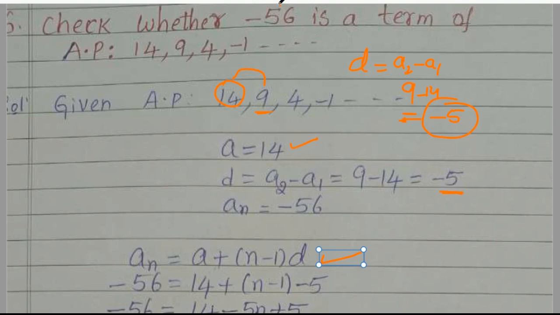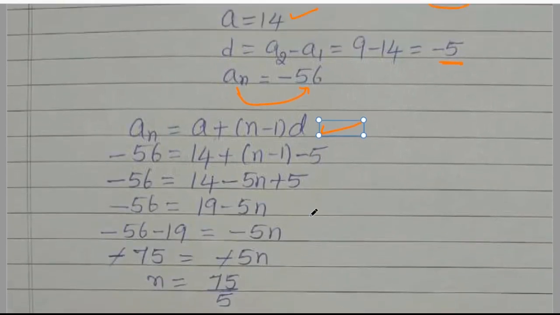Nth term, so to find out whether minus 56 is a term, we have to replace it in the place of an, minus 56. Now we are going to replace these values a, d, an in the given formula. An is equal to a plus n minus 1 into d. So an value minus 56, a value 14, n minus 1. We don't know n in this problem. So we are going to find n. That is our target. So d value is minus 5.